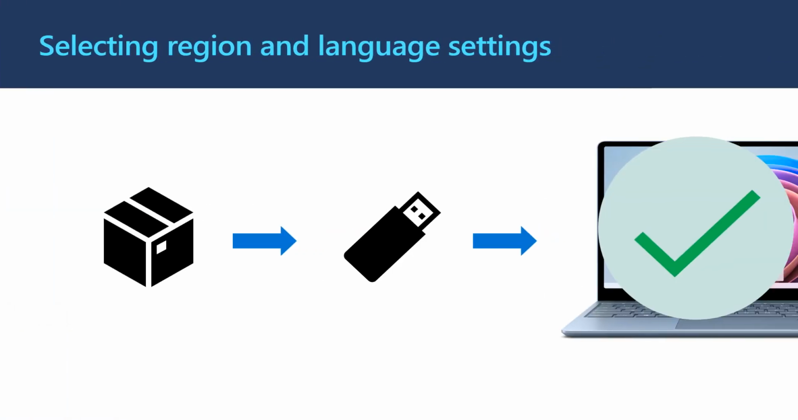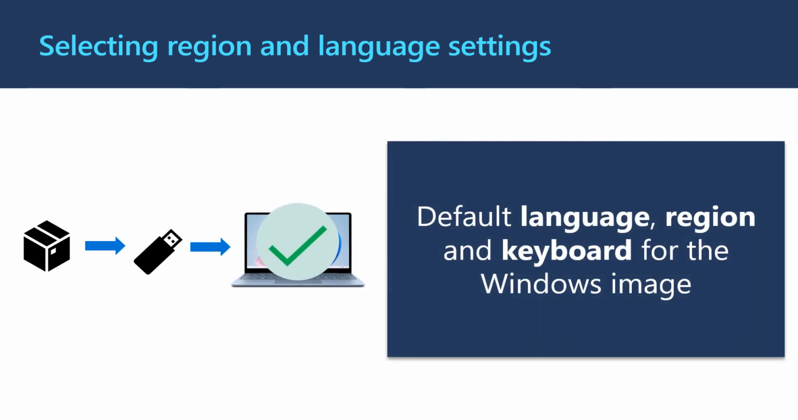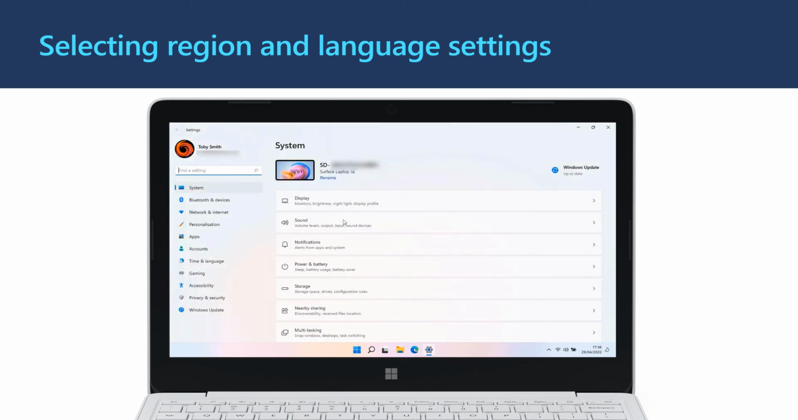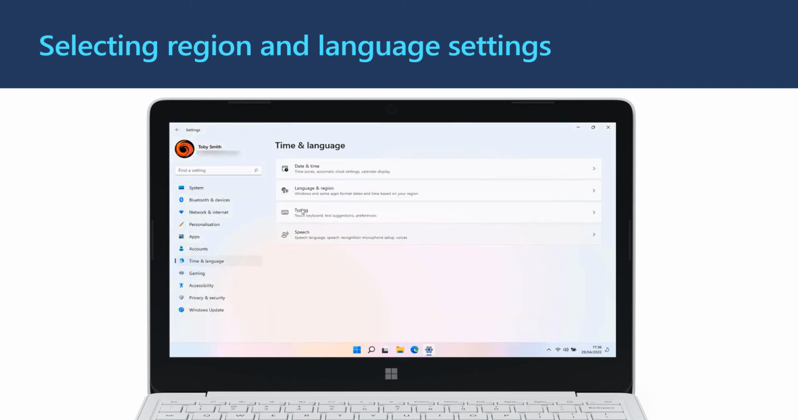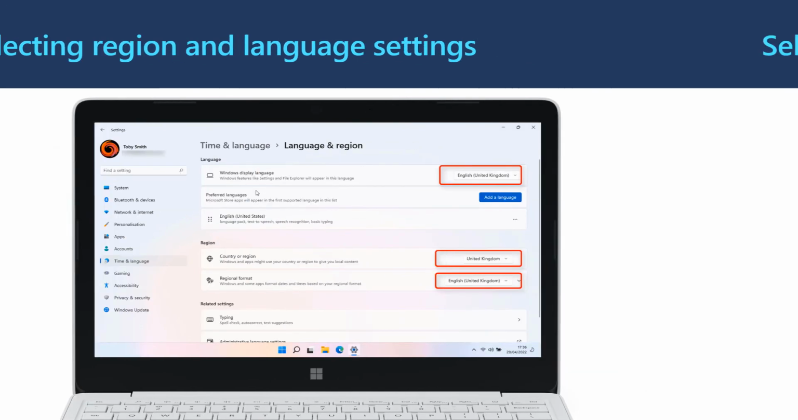The demo I just showed you is an example of how to provision devices using the default regional and language settings of the Windows image installed on that device. The best way to find out what the default image settings are in a particular batch of devices is to provision one of them and then check the Settings app. You can find the regional and language settings in the Settings app under Time and Language and then Language and Region.